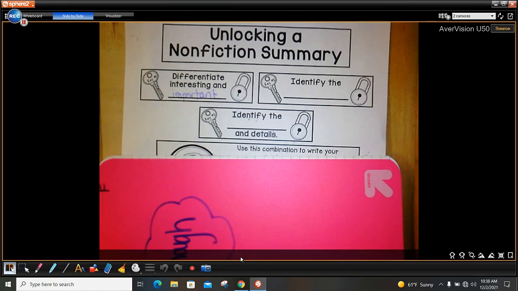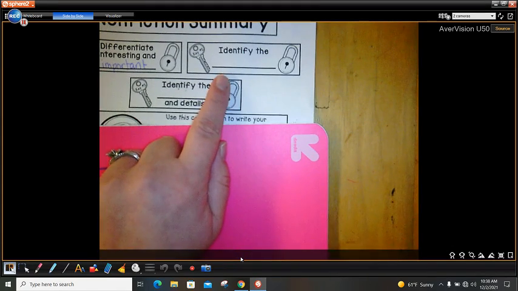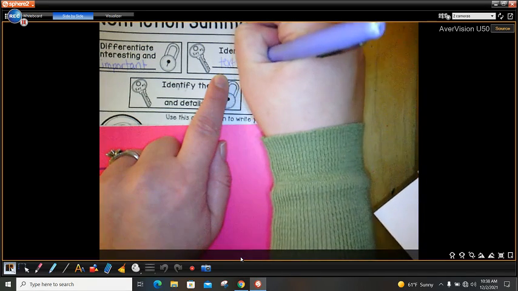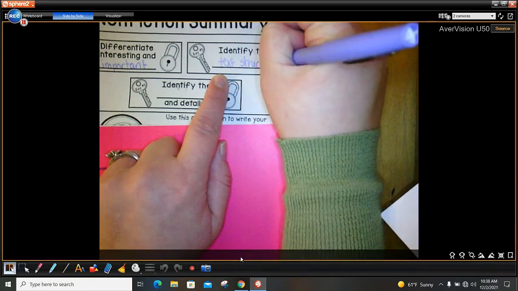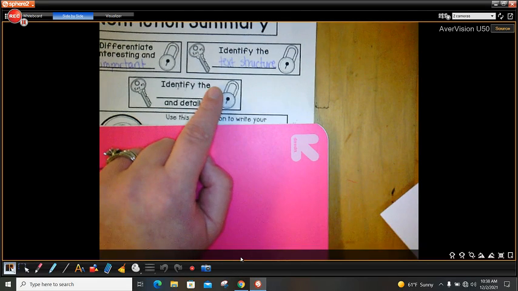The next important thing when you're writing a nonfiction summary is to identify the text structure. When we identify the text structure, it helps us understand why an author wrote their piece, and it helps us summarize it because we know the purpose behind it.